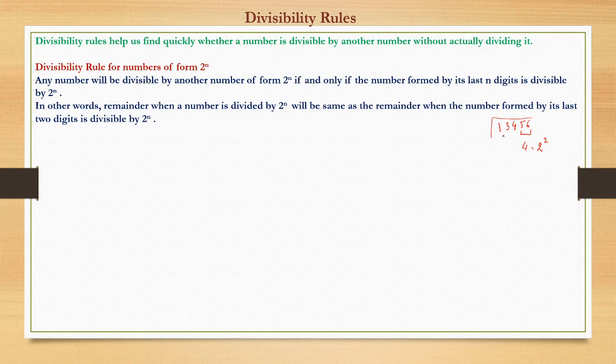Similarly, if I have to check the divisibility of the same number with 8, I can write 8 as 2 raised to power 3. So I now consider the last three digits because the power is 3. I check whether 4, 5, 6 is divisible by 8. 8 times 5 is 40, 8 times 7 is 56, so this is divisible by 8 also. Hence the whole number 1, 3, 4, 5, 6 will be divisible by 8. So this is the basic concept of this 2 raised to power n divisibility test.